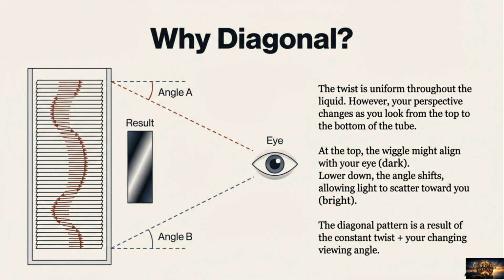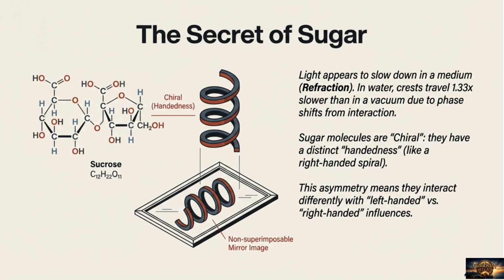Where the wiggle aligns with your eye, it is dark. Where the angle shifts, light scatters towards you, creating the bright segments. The diagonal pattern is the result of the twist and the changing view. Light appears to slow down in a medium due to refraction.